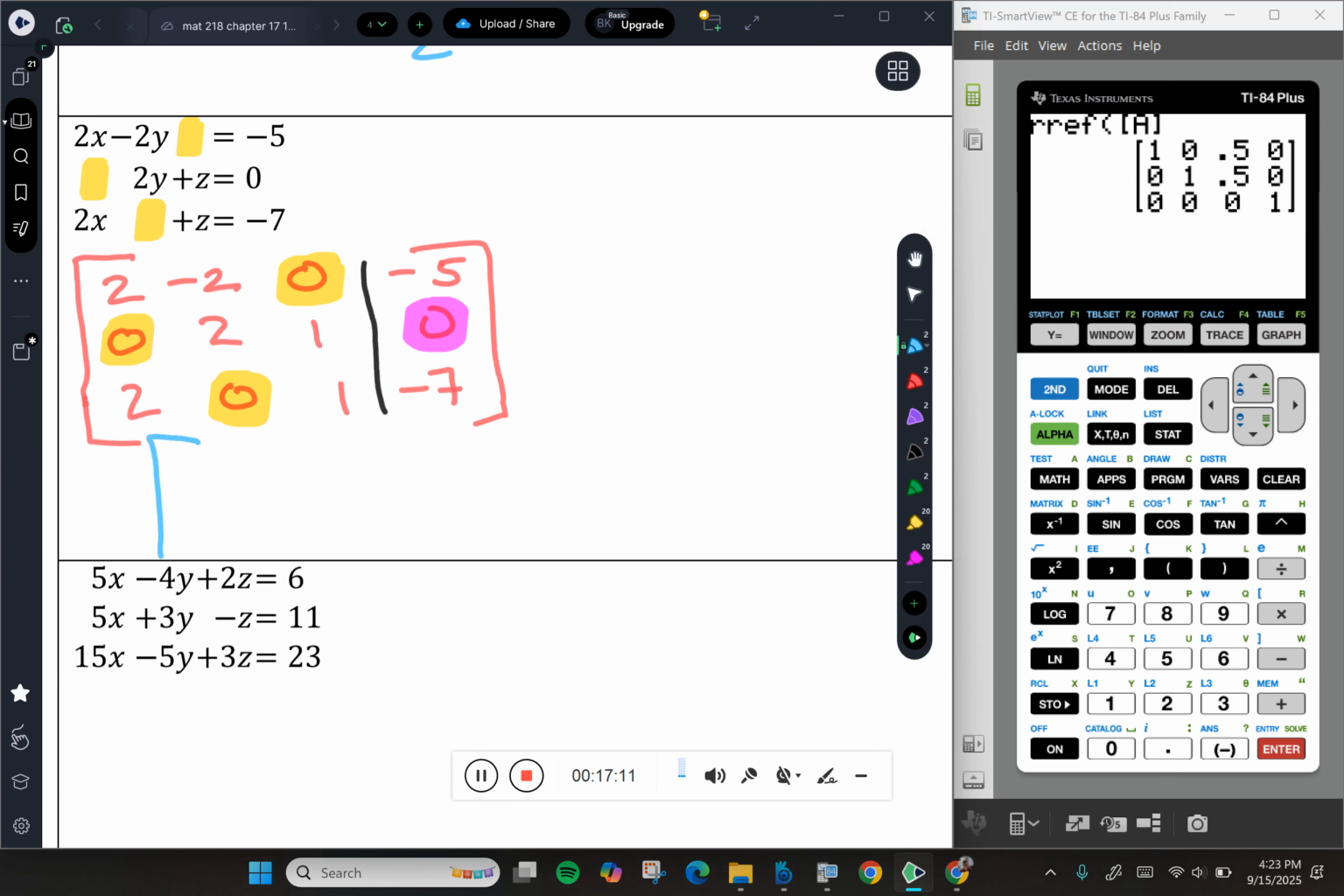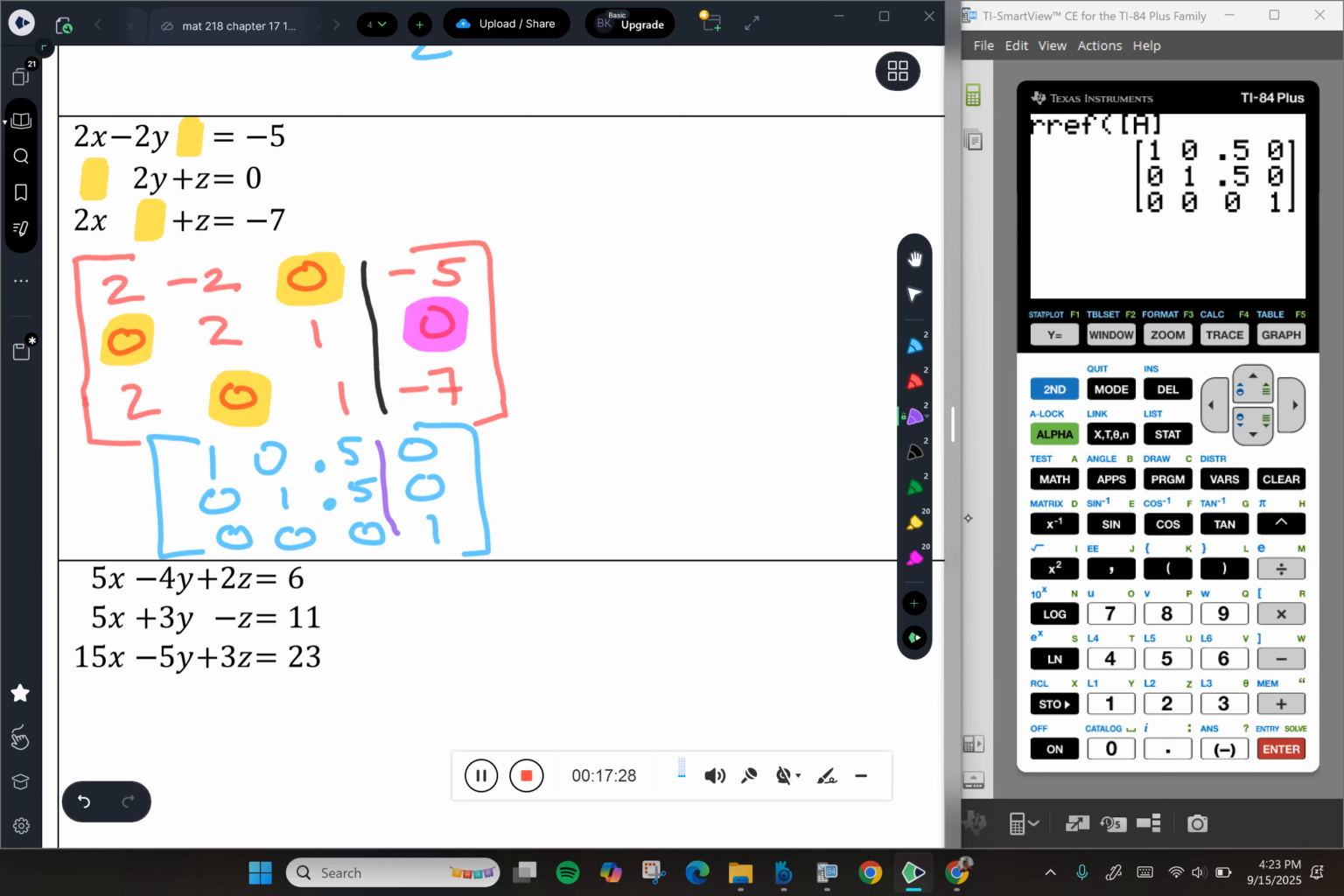So that's going to give me 1, 0, 0.5, 0, 1, 1.5, 0, 0, 0, 1. Now I've already noticed something disturbing. Normally we're looking for 1s on the main diagonal, but that last row's got the 1 way over there. Something seems off. In fact, something seems really wrong with this whole thing.